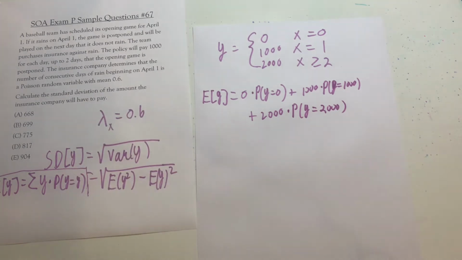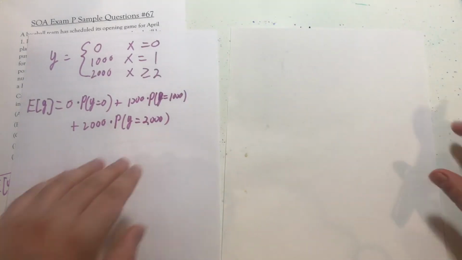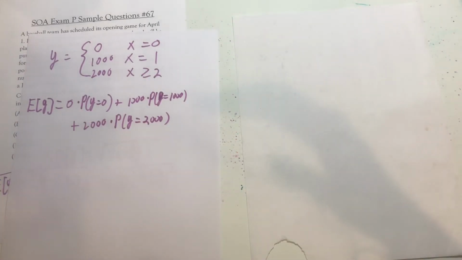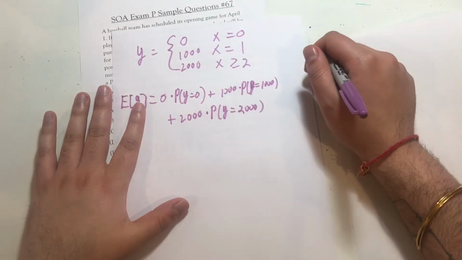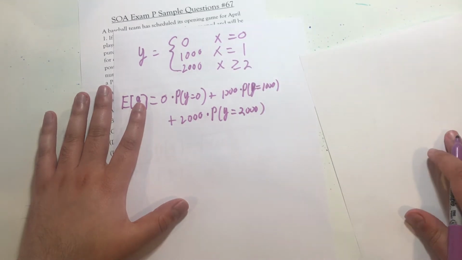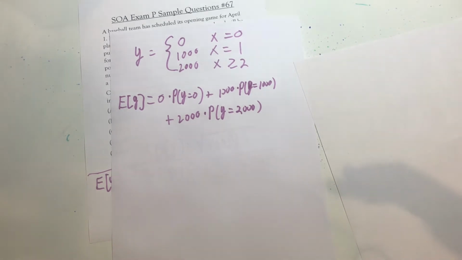Now, how do we get these individual probabilities? I'm going to use a separate sheet right here because it's a little bit ripped, not a problem. Because the probability of a payment being 0 is the same thing as the probability of it raining 0 consecutive days. The probability of paying 1,000 is the same thing as the probability of it raining 1 consecutive day, and then for a payment of 2,000, the probability of that is the same as the probability of it raining 2 or more consecutive days. So we're going to use x in order to determine our probabilities.